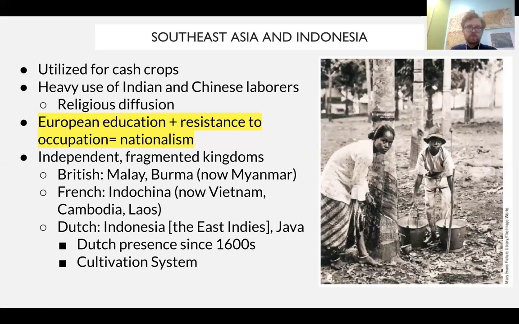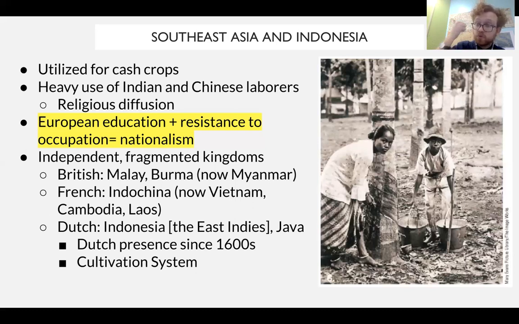But as a general theme of not only imperialism in Southeast Asia, but imperialism in general, is the idea of resistance to imperialism. And how is this going to come about? Well, you need a national identity. And how is that formed?